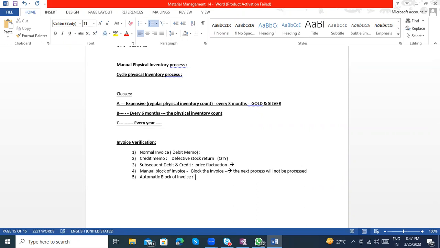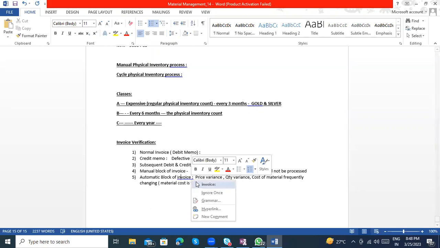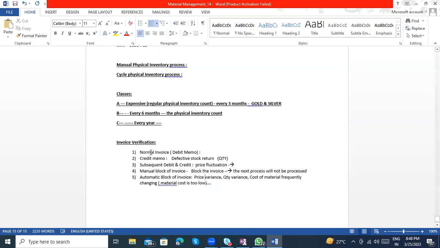For automatic block invoice, we have different kinds: price variance or quantity variance. And maybe the cost of the material is frequently changing, or the material cost value is too low. So in these cases, what will happen? The system automatically blocks the invoice.